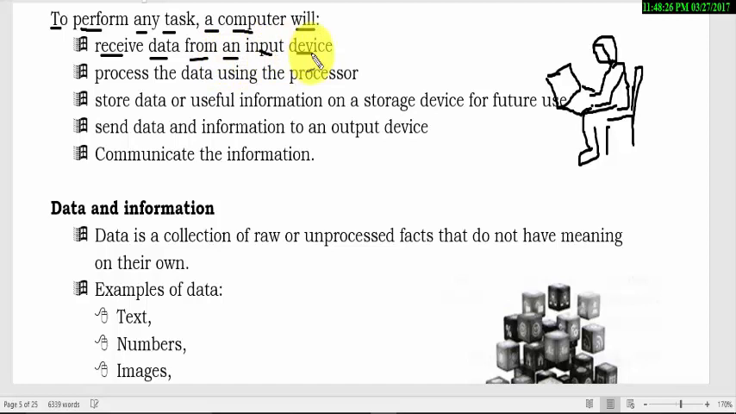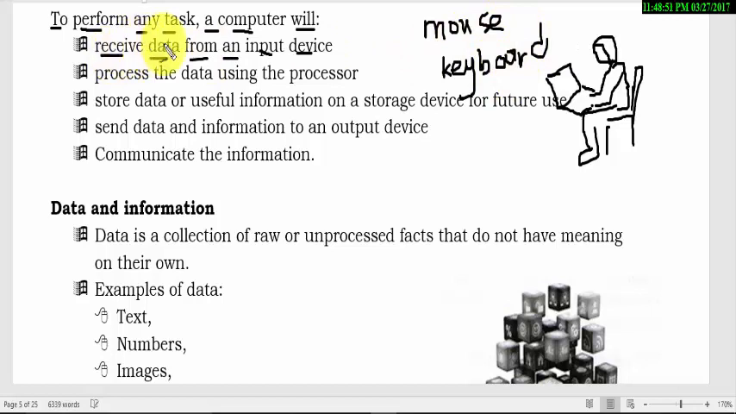So now when we say an input device, in this case what we are talking about is that the basic or the most used input devices are what we call the mouse and also the keyboard. So for the teacher to enter the marks into the computer, the teacher should be using the parts of the computer which are called the mouse and the keyboard.